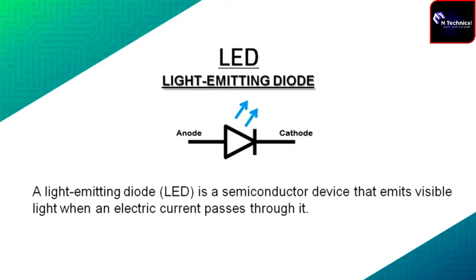LED. LED is an abbreviation used for light emitting diode. Let's have a look at the symbol of LED. It is basically a PN junction diode that has the ability to give off light when a certain voltage is applied to it.